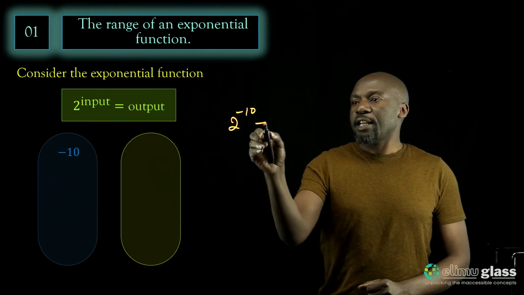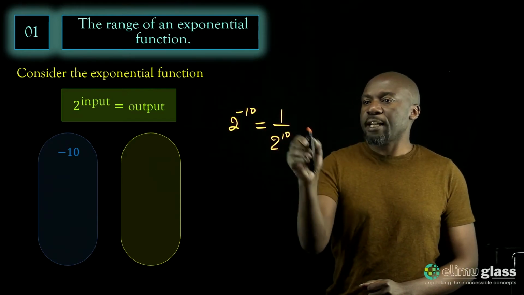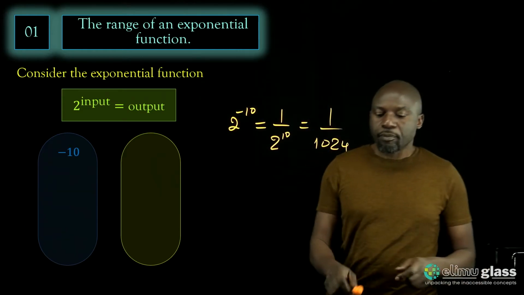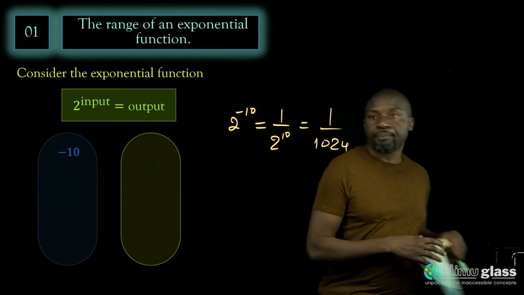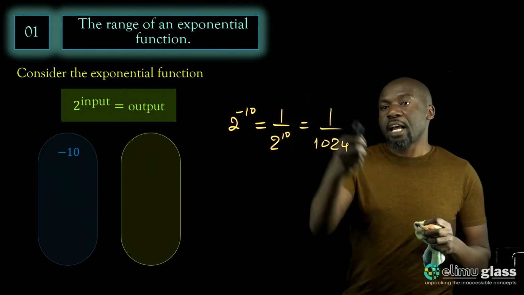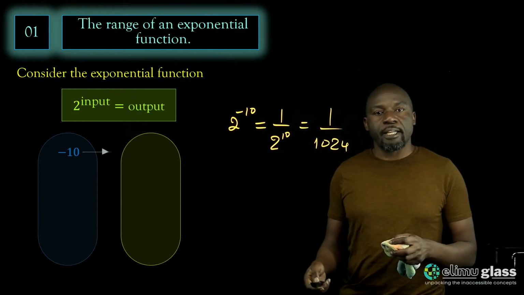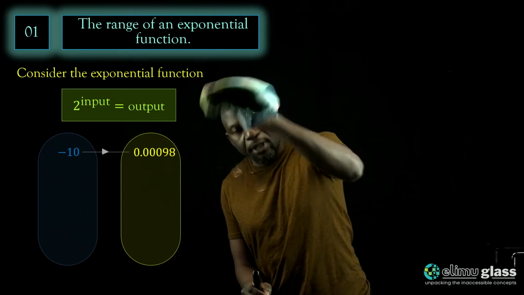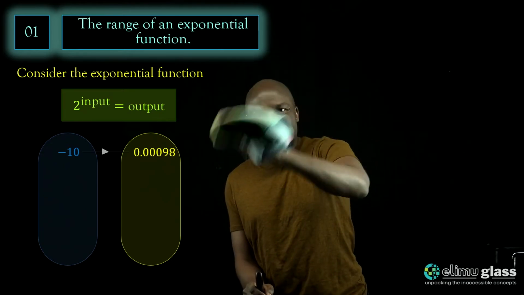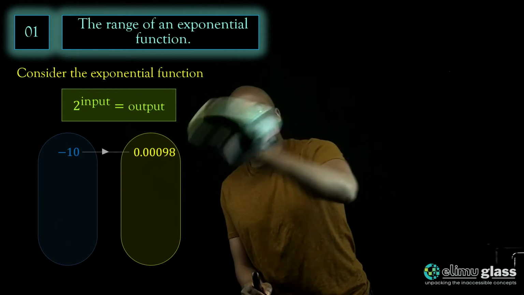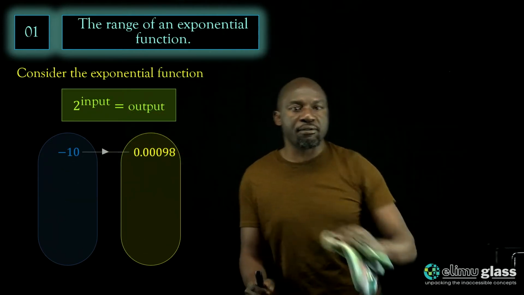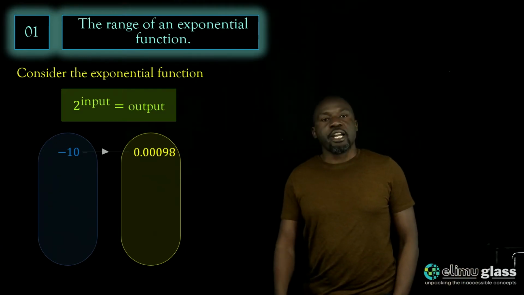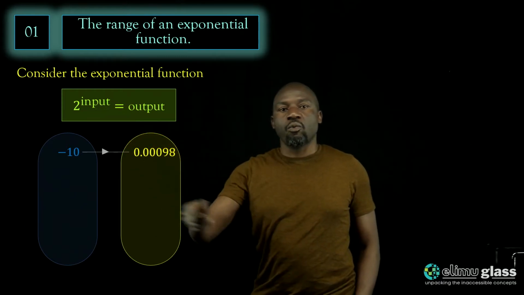2 to the power negative 10 is equivalent to 1 over 2 to the power 10. 2 to the power 10 is 1024, which is the so-called kilo, right, in electronics or data processing. And this gives us approximately that much. That's approximate, that's not the exact value. It's 0.0097 something, but we'll take 0.098 because we are not keen on the exact value. All right, so if the input is negative 10, we get that value.